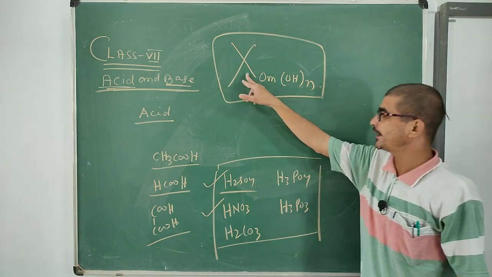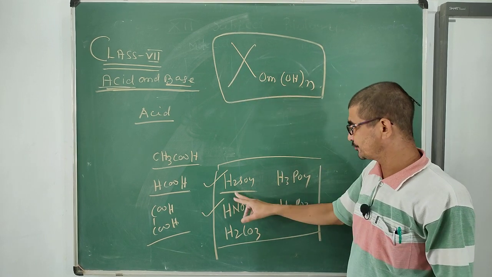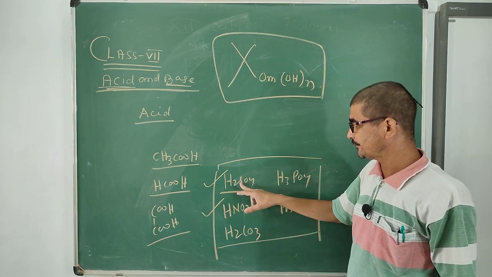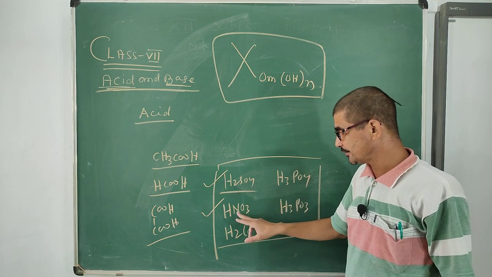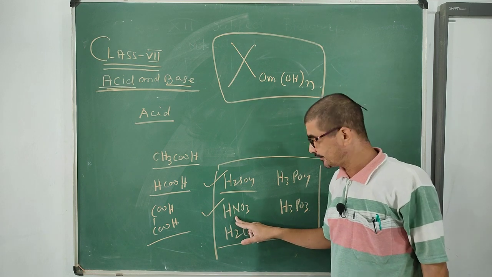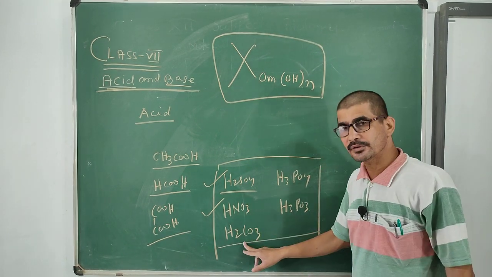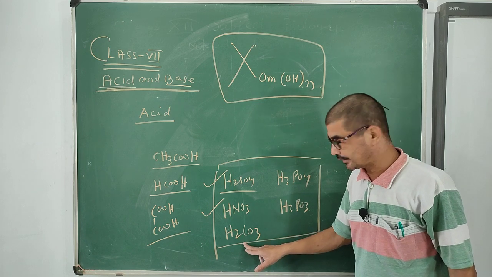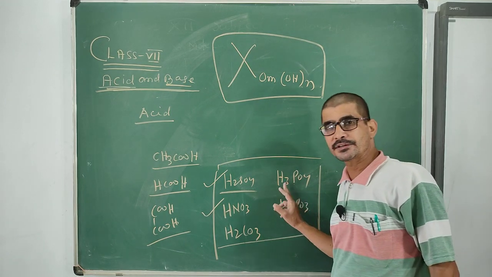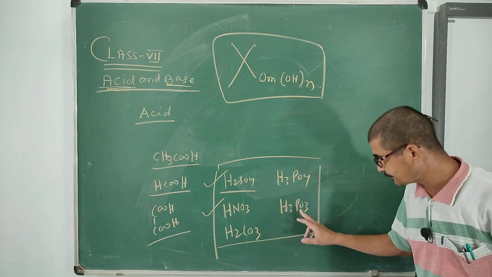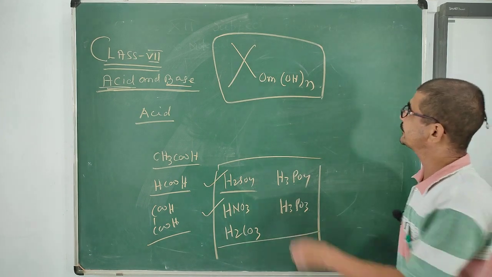XOMOHN. What is X? X is the element other than hydrogen and oxygen. In sulfuric acid, S is the X, because it is the element other than hydrogen and oxygen. In nitric acid, X is nitrogen. In carbonic acid, X is carbon. In phosphoric acid, X is phosphorus. In phosphorus acid, X is phosphorus, other than hydrogen and oxygen.